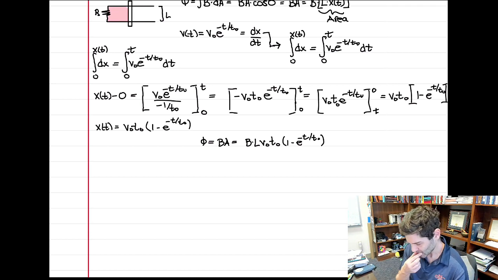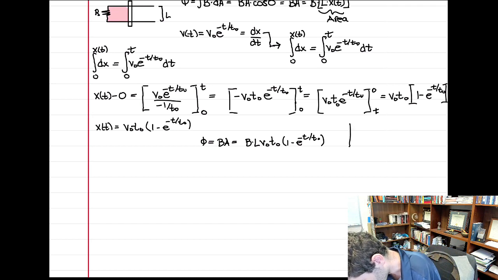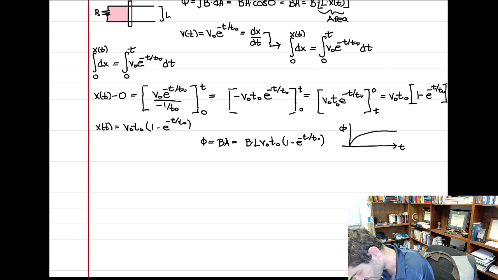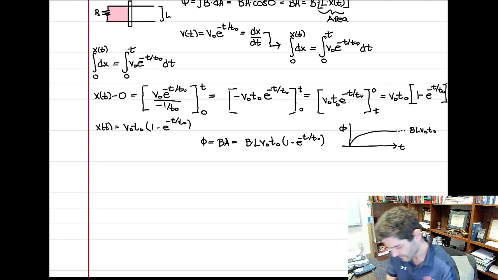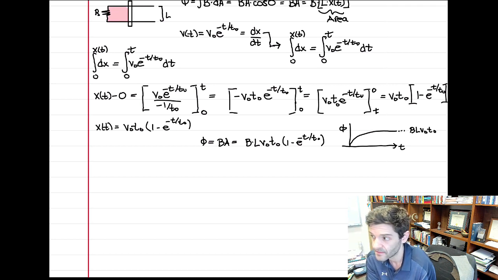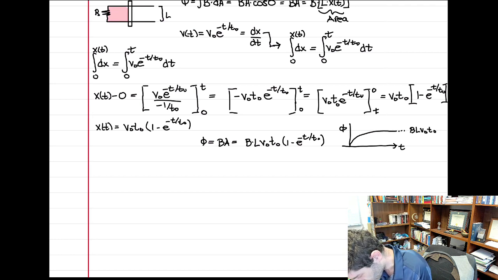Whew. So, if I think about that, what does that look like as a plot? When I plug in t equals 0, I get 0. And when I plug in infinity for t, I get B L v naught t naught. So it looks like it is an exponential that asymptotes to B L v naught t naught. Again, I'm coming so full circle with these lectures. All right, does that have units of flux? Flux is field times an area. I have field, and then I have a distance, and then we have a distance.